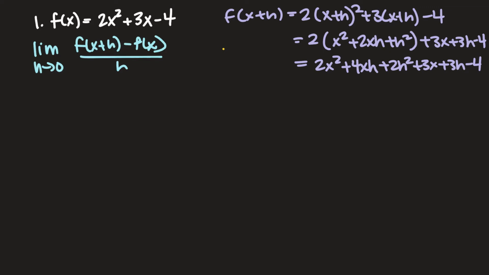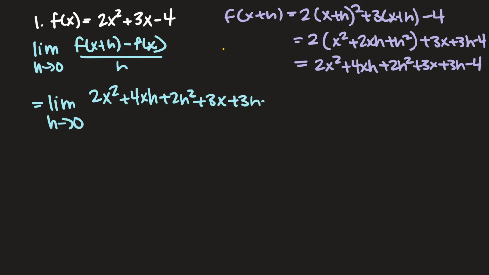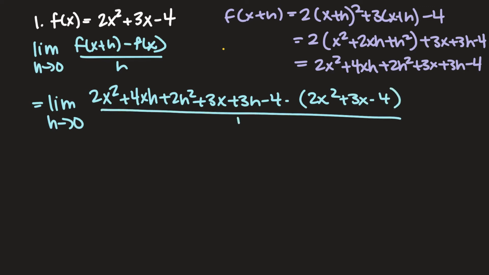Okay, so now that I have that, I can come back to my limit definition. And I have that equals the limit as h approaches 0. So f of x plus h is this long thing here in purple. We have minus the function, so make sure that you use parentheses. Without parentheses, you're not going to distribute the negative correctly.